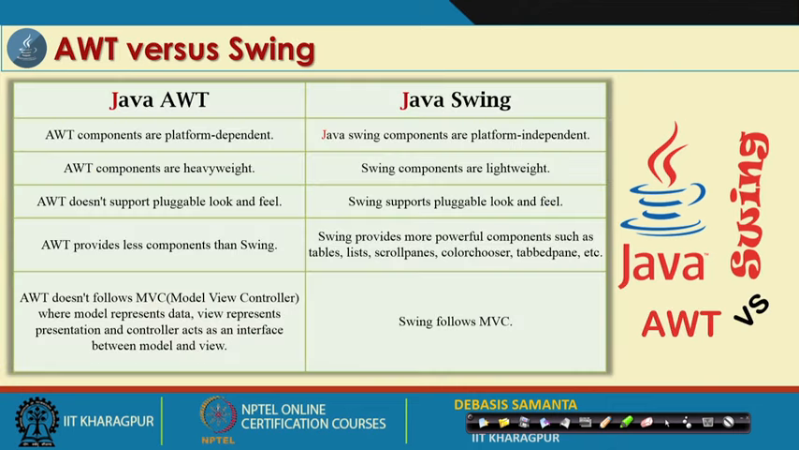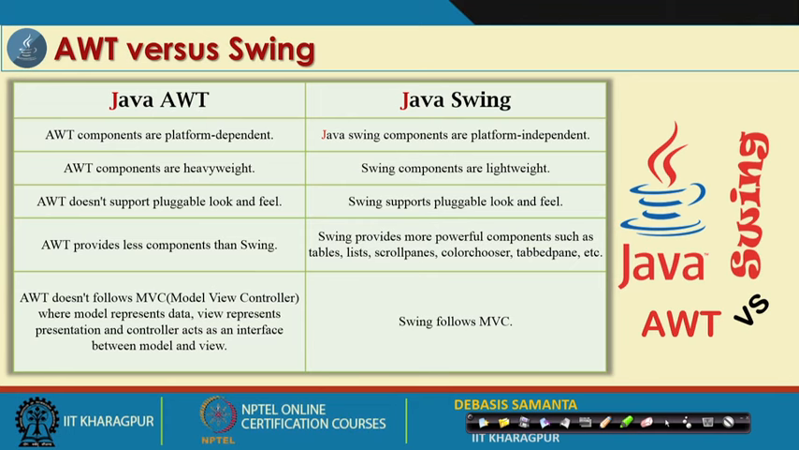Anyway, there are some salient differences between the two, that is AWT and Swing. The first thing is that AWT components are platform dependent. This means that a Java environment is required in order to run all those things; no other environment you can use. However, Java Swing is platform independent. Whatever the environment, you do not have to bother, you can use it.